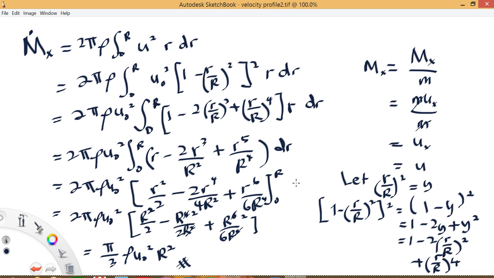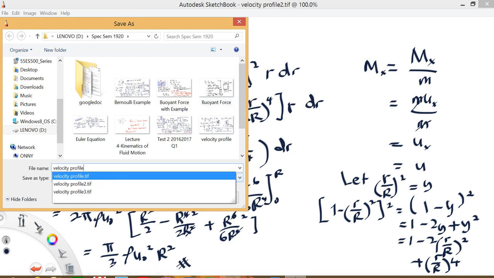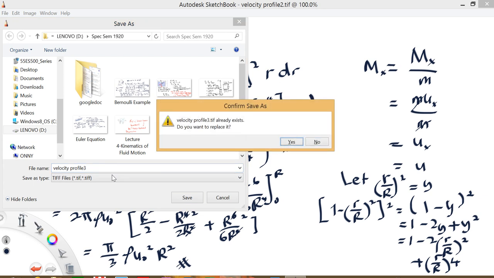Alright. And the last question asks you to find, save this first. Save as, just now it's a velocity profile, 2, right? So 3.